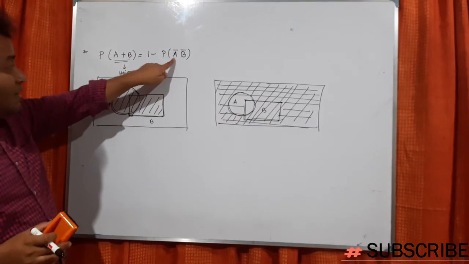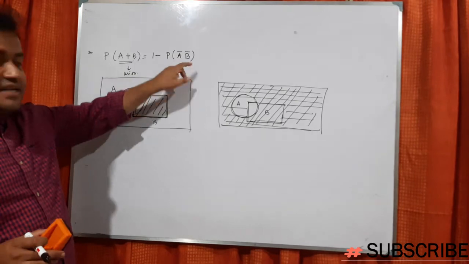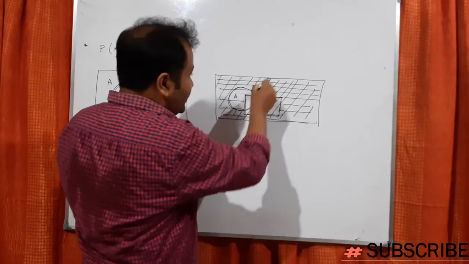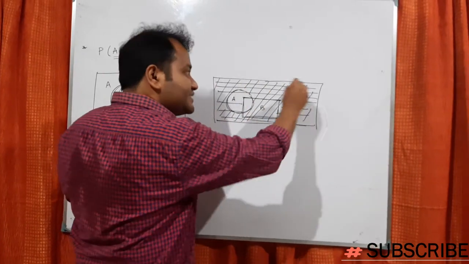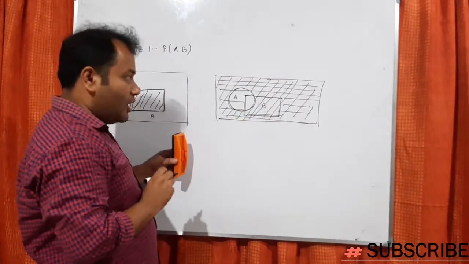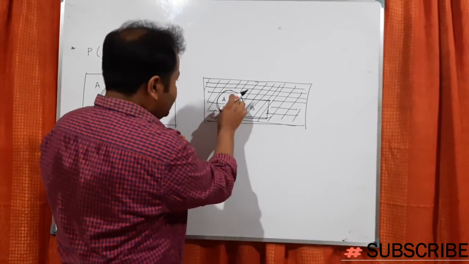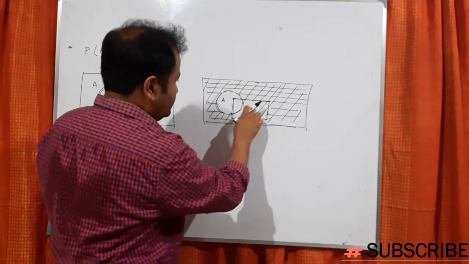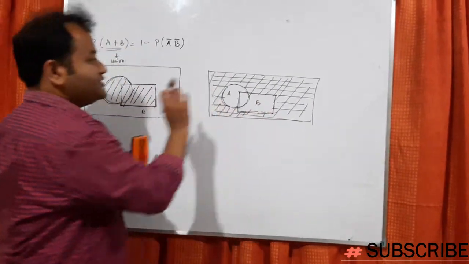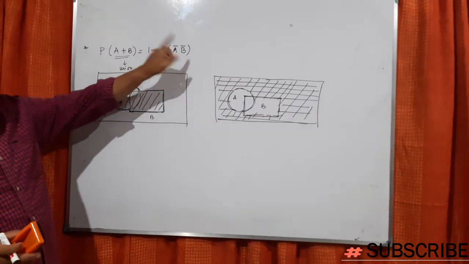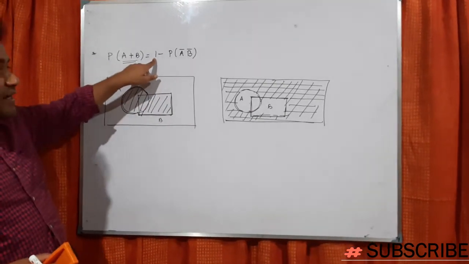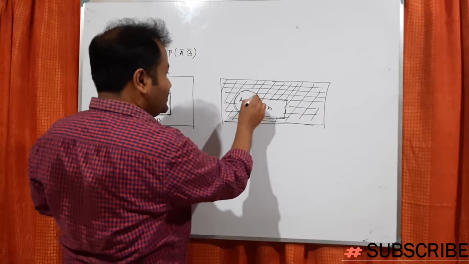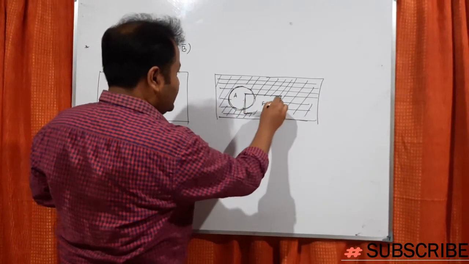Now A bar intersection B bar, that is the common portion of A bar and B bar. Common means where this kind of lines are there, this kind of lines are also there. That is common. What is common then? Except this one and except this one, this outside portion is P of A bar B bar. Understand? And 1 means the total is 1. So 1 means the outside. So what is remaining? Remaining is this one.